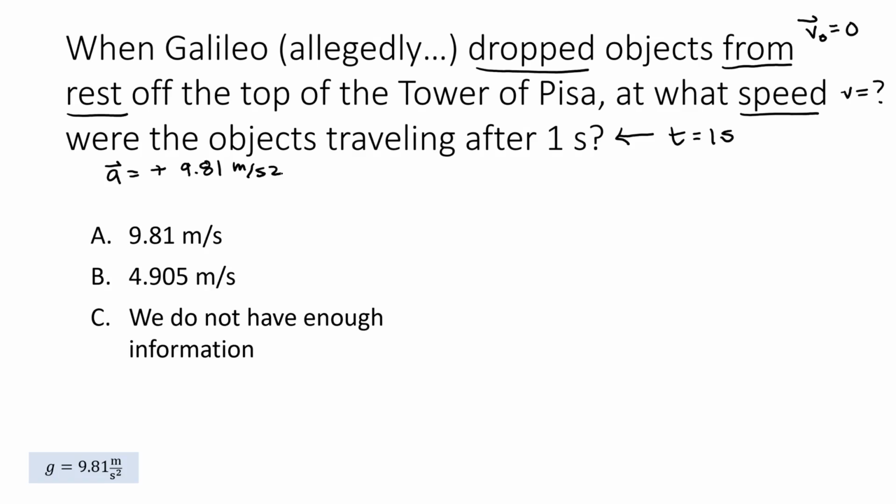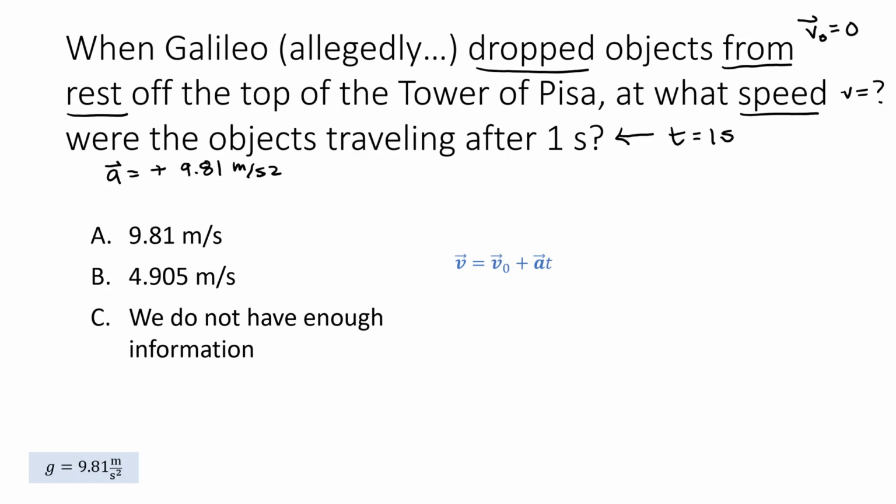Okay, so from there, I think we're ready to solve our problem. I look at my knowns, so I have v0, I have time, and I have acceleration. I look at my unknown, which is v, and I look at that list of my 5 equations of motion for constant acceleration. And what I would pick is v equals v0 plus at.